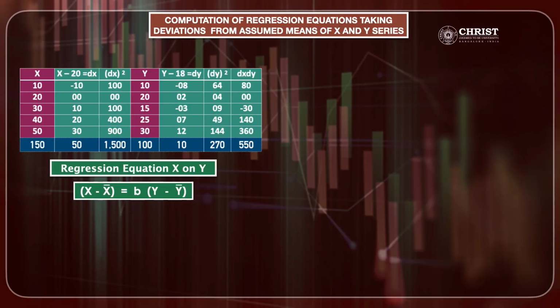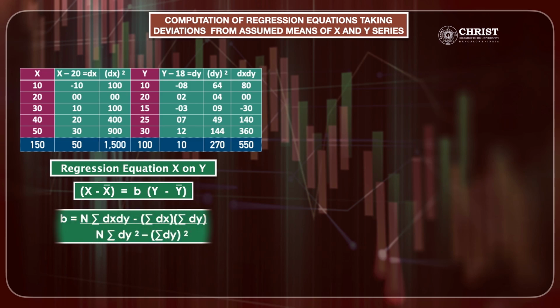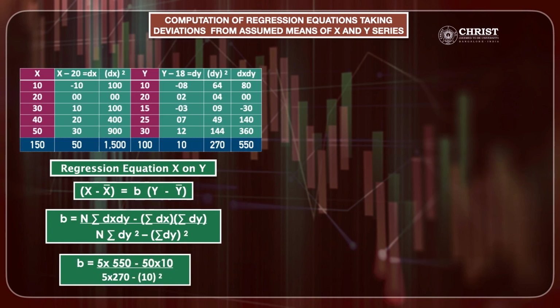That is expressed as x minus x bar is equal to b into y minus y bar. Now you have to calculate b, that is n sigma dx dy minus sigma dx into sigma dy divided by n sigma dy square minus sigma dy the whole square. Now you have to substitute the values in the equation. We get b is equal to 5 into 550 minus 50 into 10 divided by 5 into 270 minus 10 square. That is equal to 1.08.